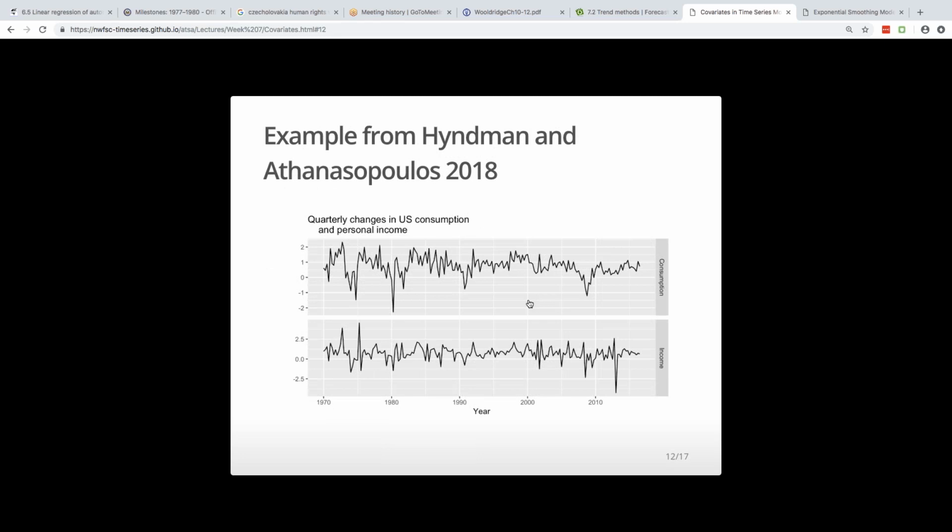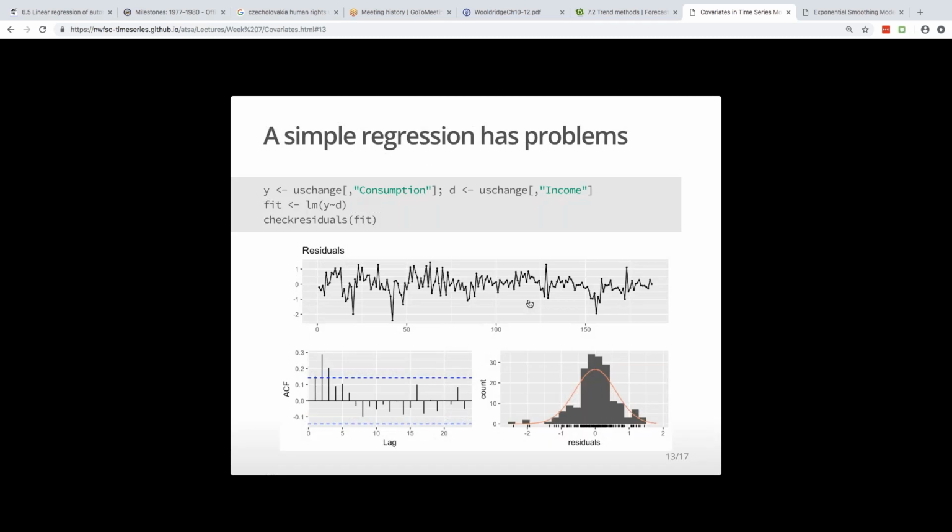So here's an example from the Hyndman book, a case of explaining quarterly changes in U.S. consumption based on personal income. Those are the data. If we just did a linear regression, Y is consumption and our covariate is income. Then we use checkresiduals, which is in the forecast package. It plots our residuals and shows us the ACF, and we immediately see we have problems.